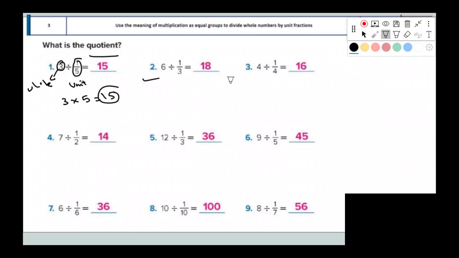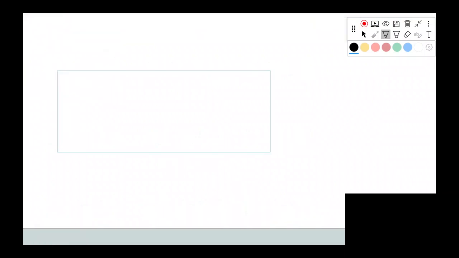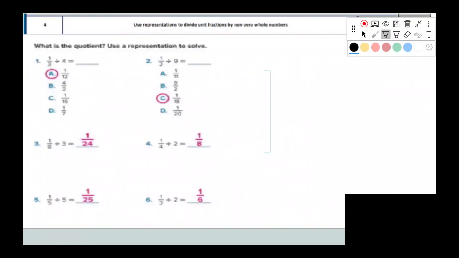So it's the same. All the rest of the questions are all same. Simply multiply the whole number and the denominator of the fraction. So 12 times 3, you get this answer, 36. All right. So here also question number 7, 8 and 9 are all similar. Okay. Now, the next question, what is the quotient?